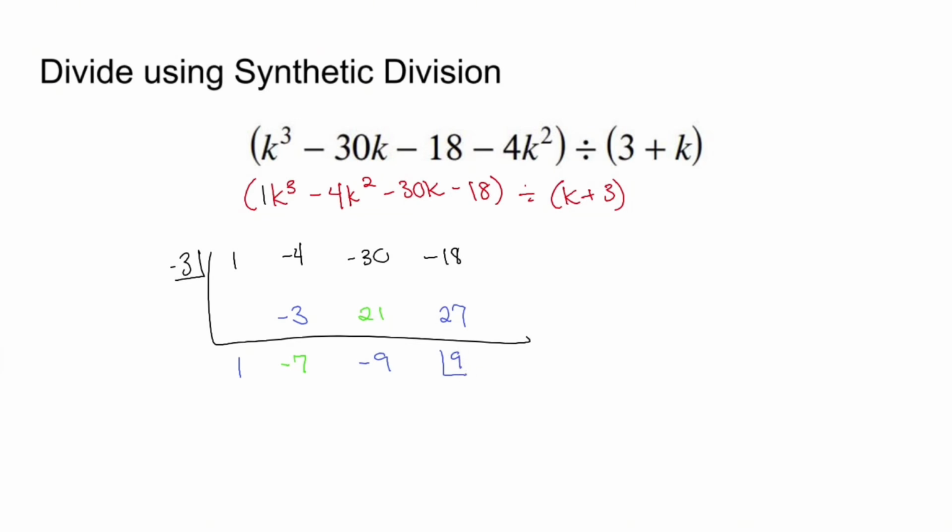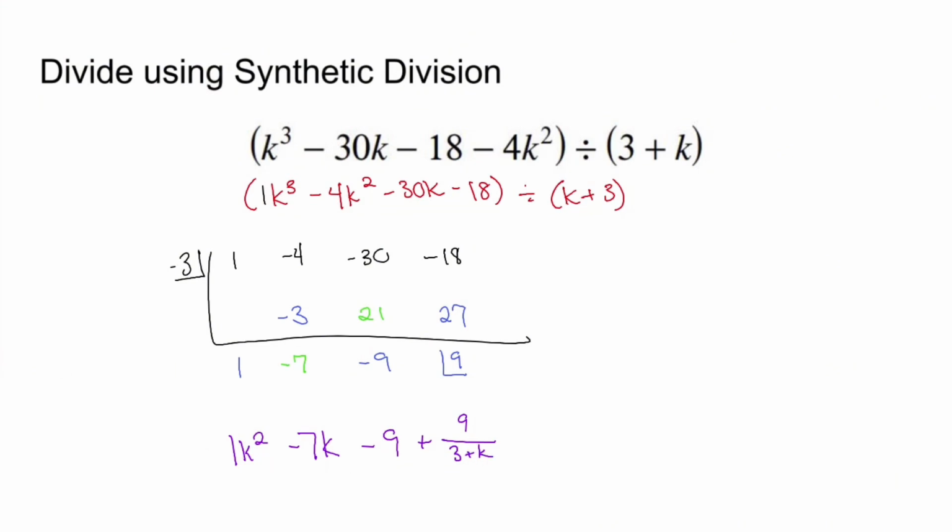Now, in order to set up our answer, we start out with the non-remainder number and attach nothing. Then we attach a k, in this case, and then we attach a k squared. Okay, so your negative is already there. My remainder was 9. So the way I put my remainder there is some teachers might be okay with you saying remainder 9, or you can write out plus that 9 over what you originally divided by, 3 plus k.